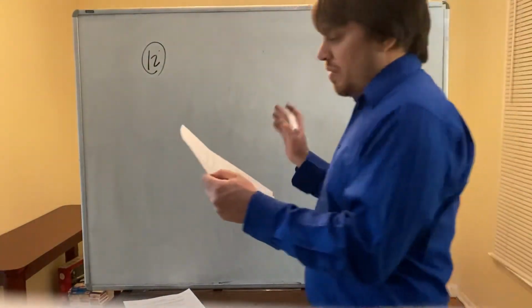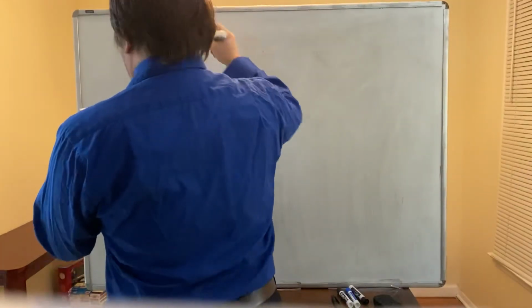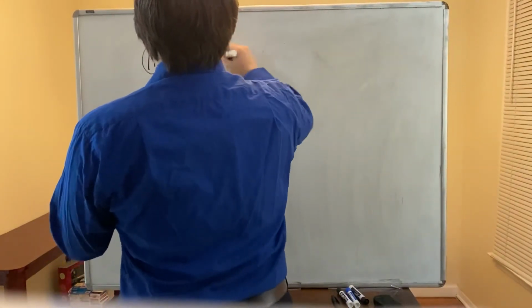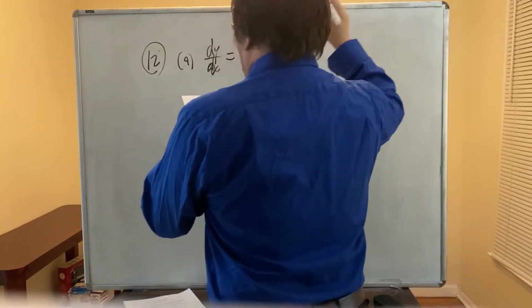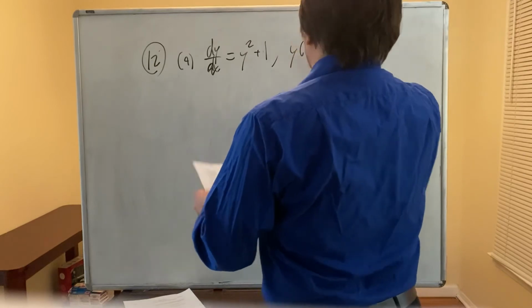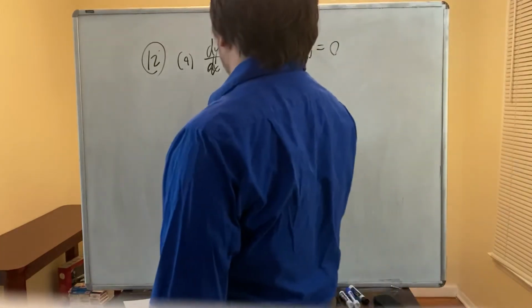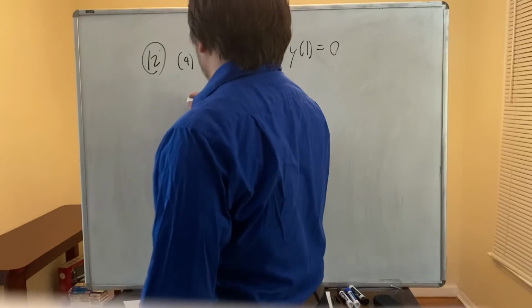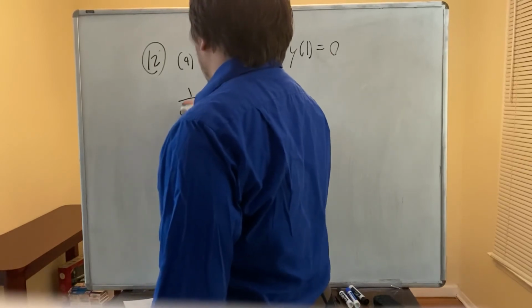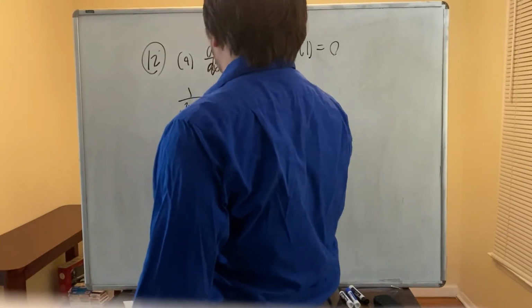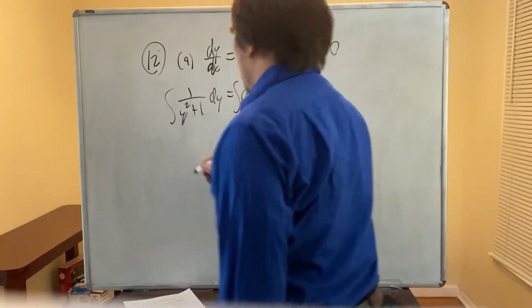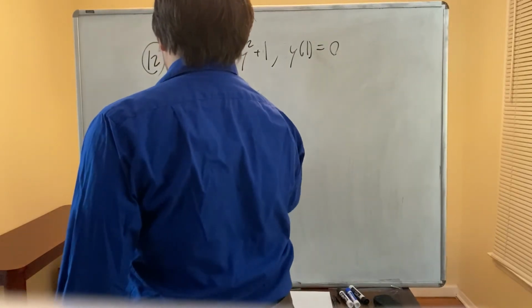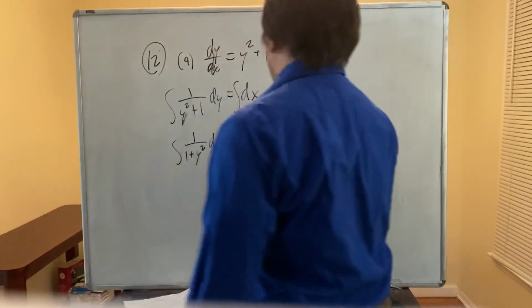So number 12, find the solution of the differential equation that satisfies the given initial condition. For 12a, we have dy/dx is equal to y squared plus 1, where y of 1 is equal to 0. I'm just going to move the y's to the left side and the x's to the right side. So you get 1 over y squared plus 1 dy is equal to dx. Integrate both sides. This is the same as the integral of 1 over 1 plus y squared dy is equal to the integral of 1 dx.